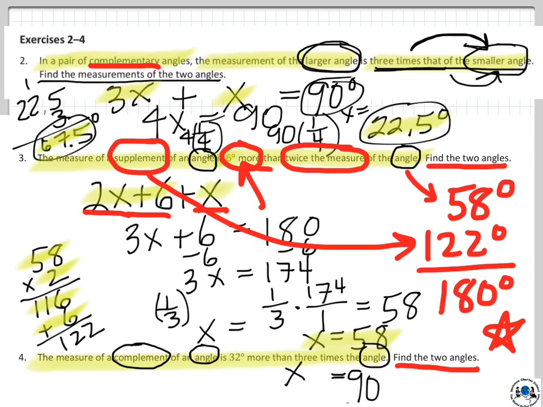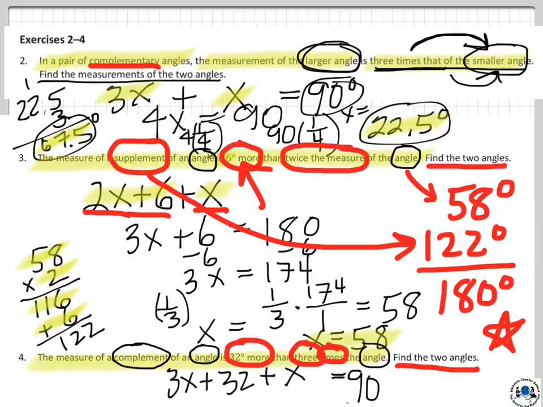Again, we have the angle being compared to, we're talking about 32 degrees more than 3 times that angle. Therefore, it is going to be x. It's going to be the angle of comparison. And our other angle, of course, is going to take into consideration the fact that it is 32 degrees more than 3 times x. Therefore, it's going to be 3x plus 32, because it's 3 times and then add another 32.